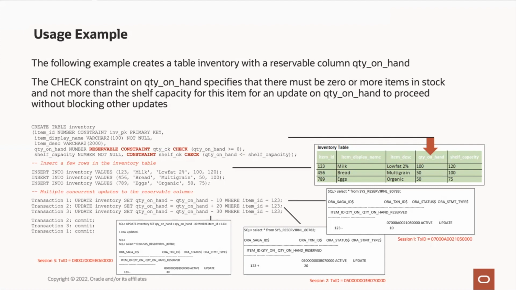Next, T2 adds 20 items to quantity on hand for the same milk item, with the constraint guaranteeing that shelf capacity for milk is not exceeded. And T3 subtracts another 30 milk items from the quantity on hand, all entering lock-free reservations into the reservation journal if constraints allow, so that all amounts are promised and reserved until the transactions eventually commit or roll back. In the final step, the transactions begin their commits. Note that T2, adding inventory, commits first.